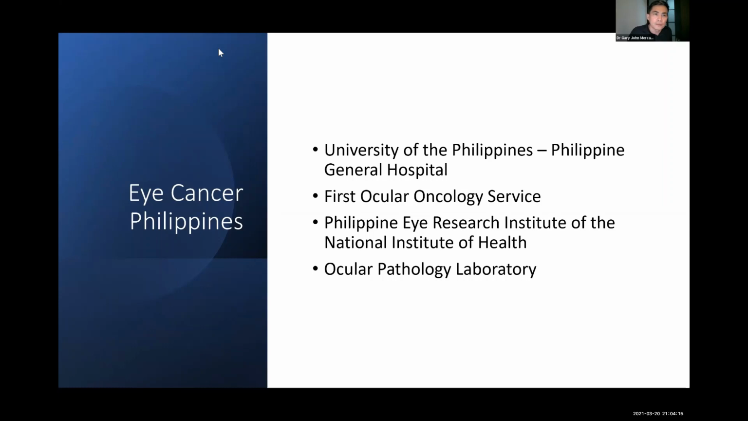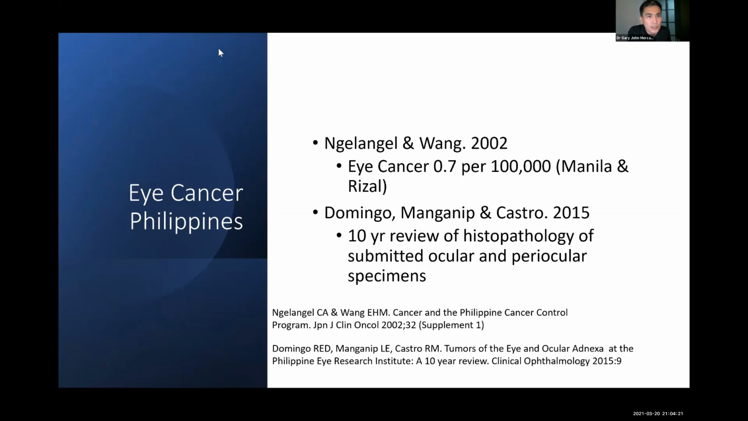So in 2002, Nielangel and Wang presented that eye cancer amounted to 0.7% per 100,000. This is based on registries from Manila and the Rizal province, which is just a small part of the country. Domingo, Manganib, and Castro had a 10-year review of the pathology of submitted ocular and periocular specimens at the Philippine Eye Research Institute.